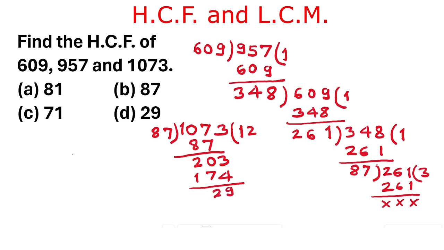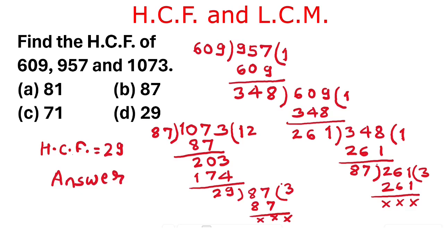Now we divide 87 by 29. 29 divides 87 for 3 times. 29 times 3 is 87. Our remainder is 0. Therefore, the HCF is equal to 29. And from the given options, our answer is option D, 29. It means that 29 is the HCF of 609, 957 and 1073.